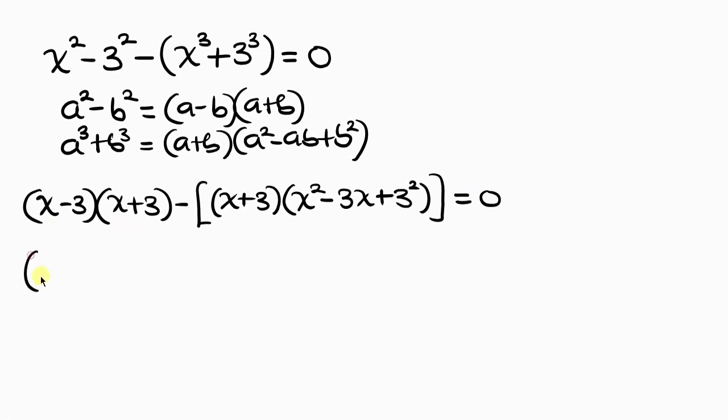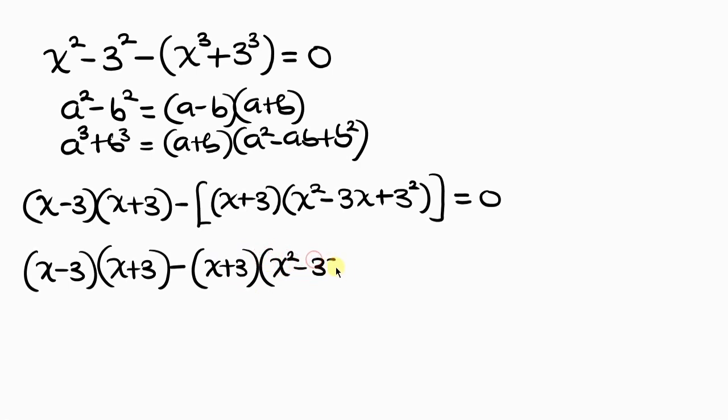So this becomes x minus 3 times x plus 3, minus. There's no need of opening this bracket. We're just going to open everything. So this is x plus 3 times x squared minus 3x plus 3 squared, which is 9. Very good. And this is equal to 0. Now notice that x plus 3 is common. So we're going to be factoring out x plus 3.